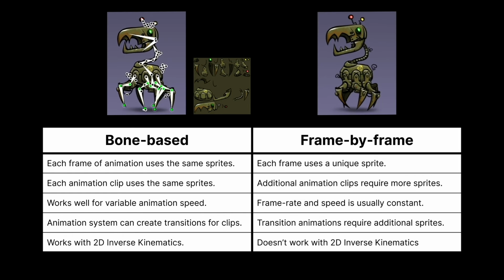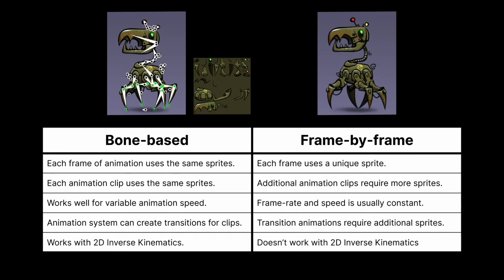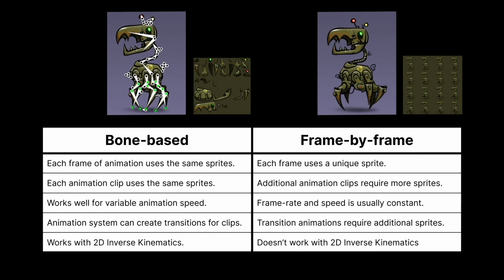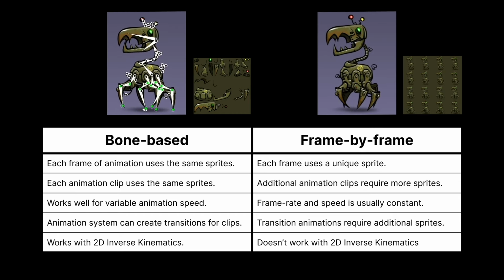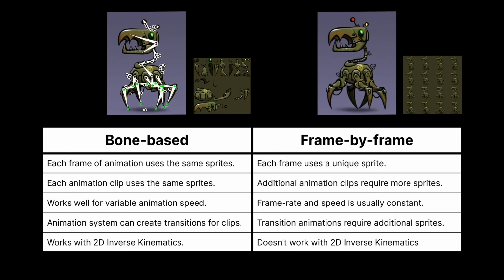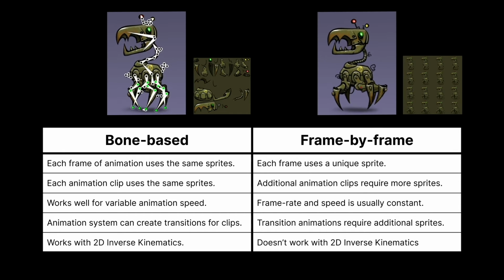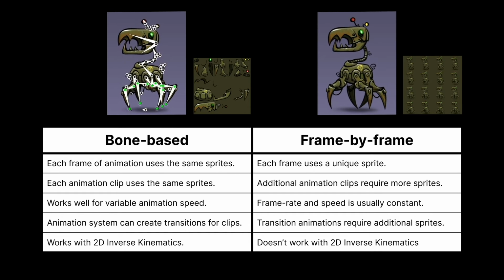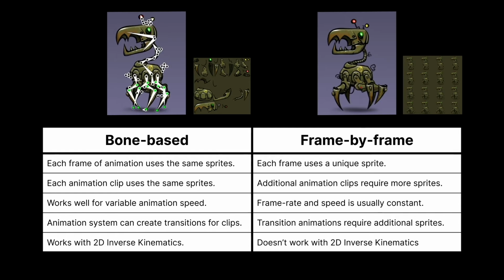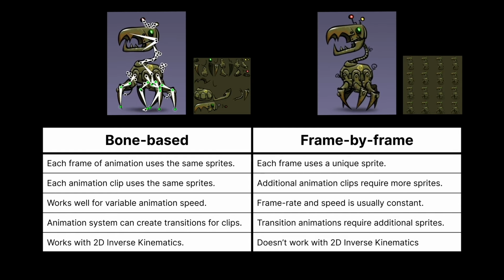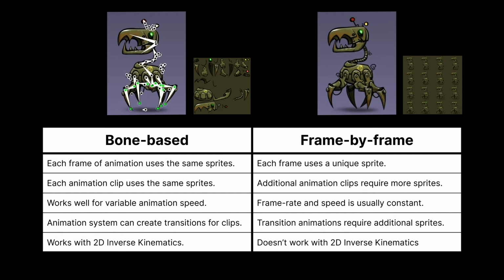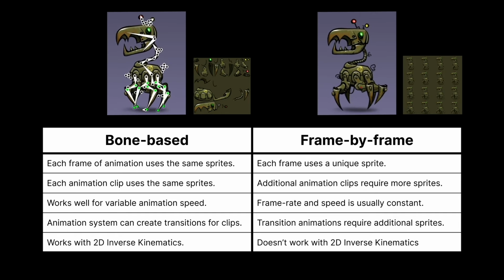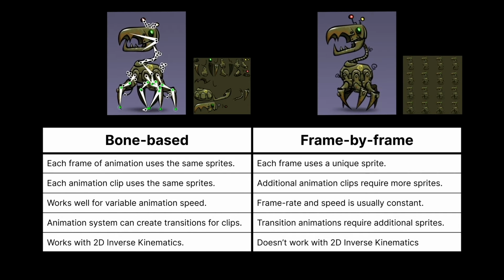For frame-by-frame animation, each frame uses a unique sprite, and additional animation clips will require additional sprites as well. The frame rate and speed is usually constant, and transitional animations require additional transitional sprites. And finally, it doesn't work with the 2D inverse kinematic system.